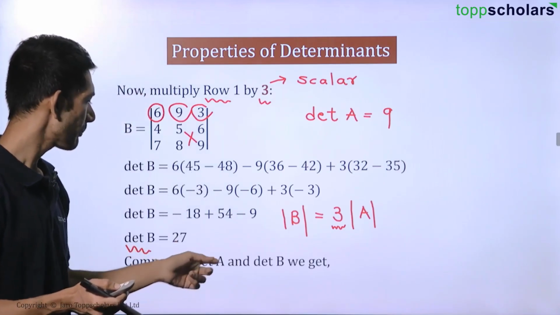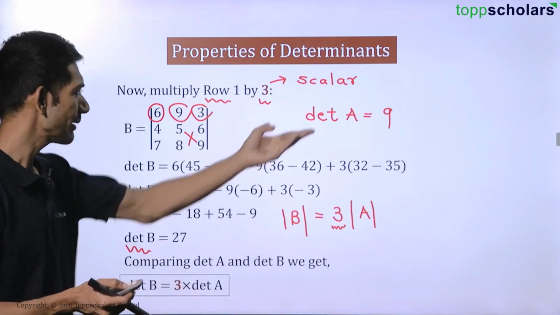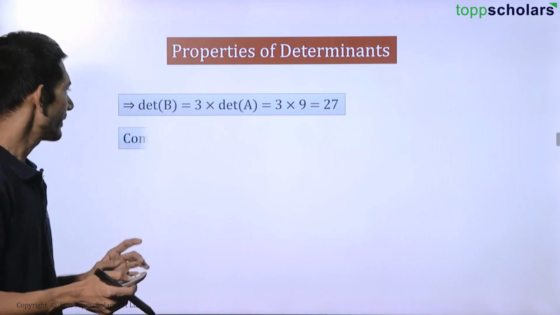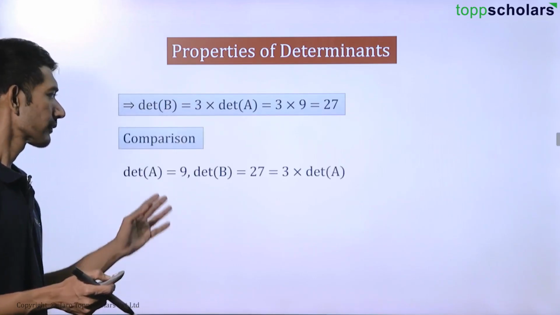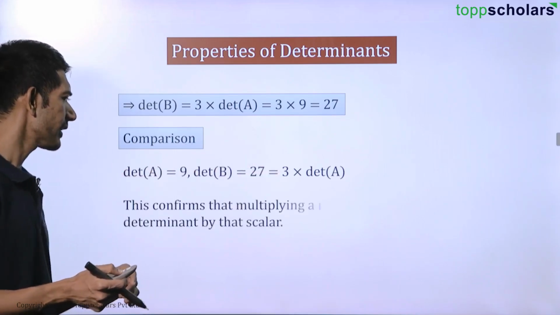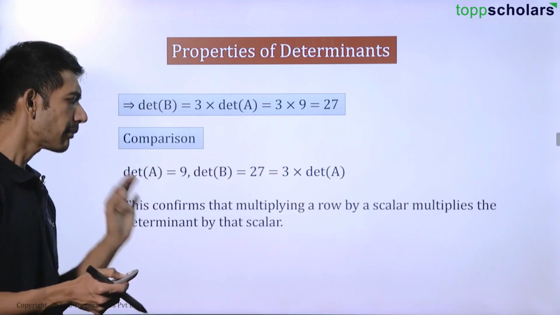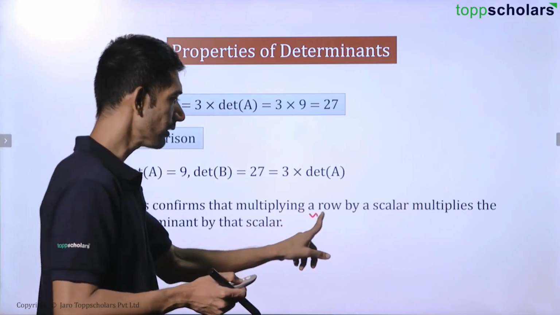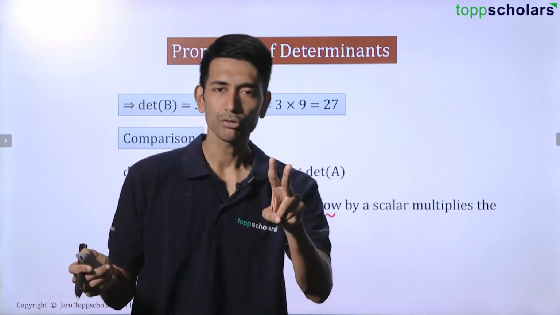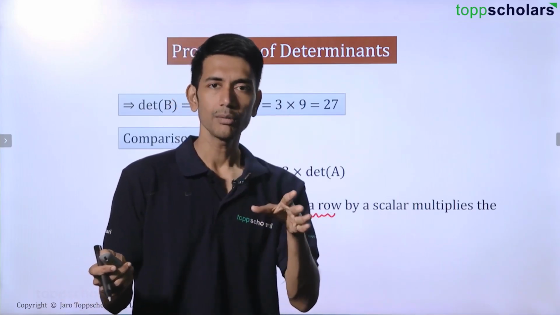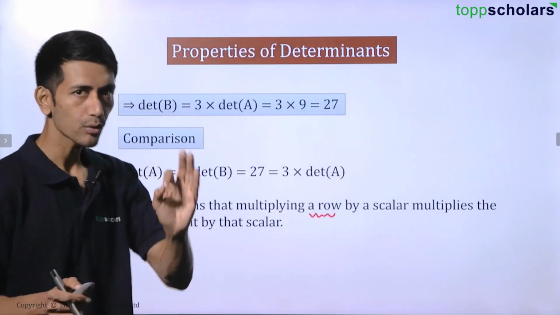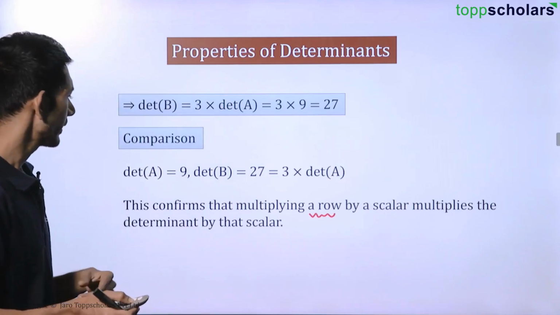Okay. So comparing determinant A and B, we get the same thing that we have written here. Let's continue. That is 27. Same thing again, nothing new in this, determinant of A, determinant of B, that is 3 times. So this confirms that multiplying a row, when they say a row, it is not necessarily the first row, it can be second row also, it can be third row also. When they say column, you can multiply it with any column and you can try it on your own. One example you can do on your own and you can check. Okay, so let's continue.